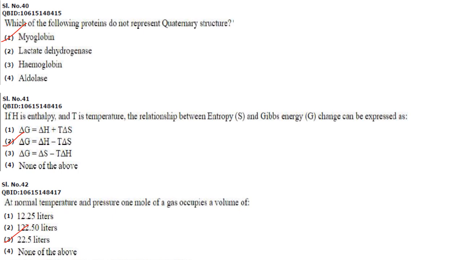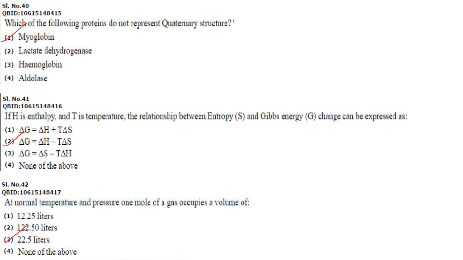Then next one. Which of the following proteins do not represent quaternary structure? Myoglobin. Myoglobin, it is tertiary structure. So the first answer, first option itself is correct. Lactate dehydrogenase, hemoglobin, aldolase, all these have quaternary structure. Myoglobin is the one that is having tertiary structure.